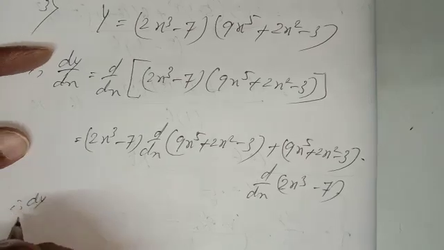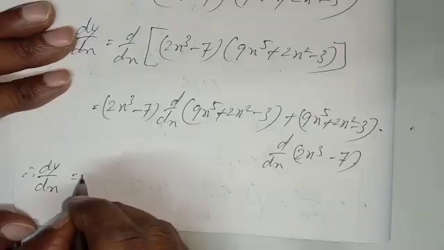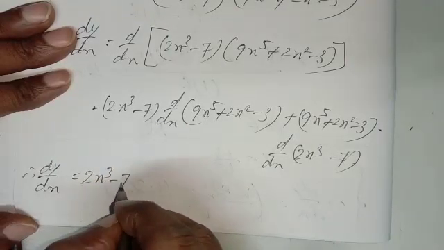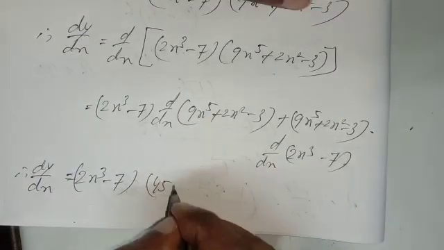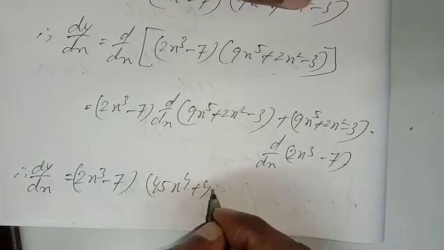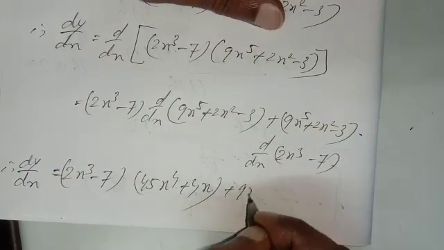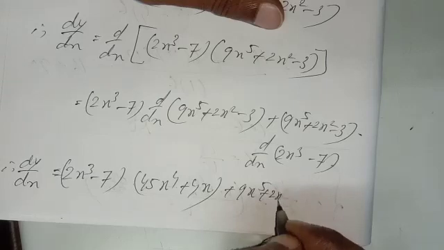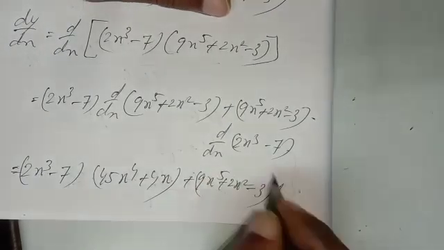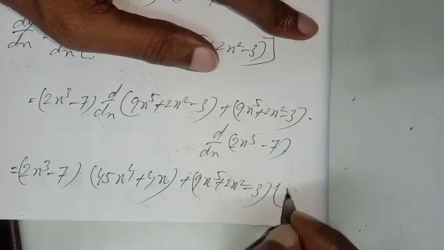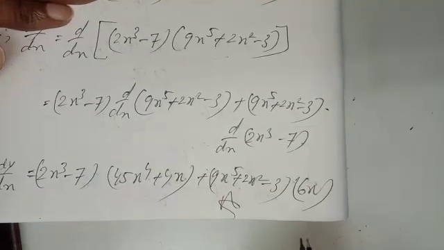Therefore dy by dx will be (2x cube minus 7) whole into, this will be 9 into 5 is 45x to the power 4, and this one is 4x. Next it is coming (9x to the power 5 plus 2x square minus 3) whole into, what is the derivative of 2x cube? This will be 6x square. Okay, you can keep it here, and this is the answer. Let us go to the next number.